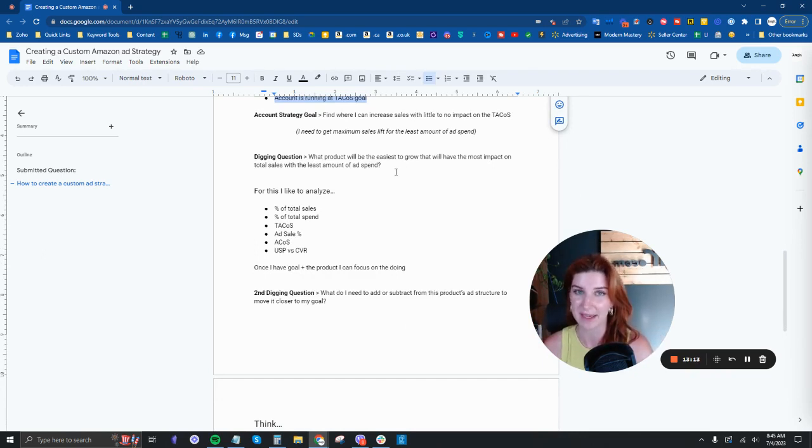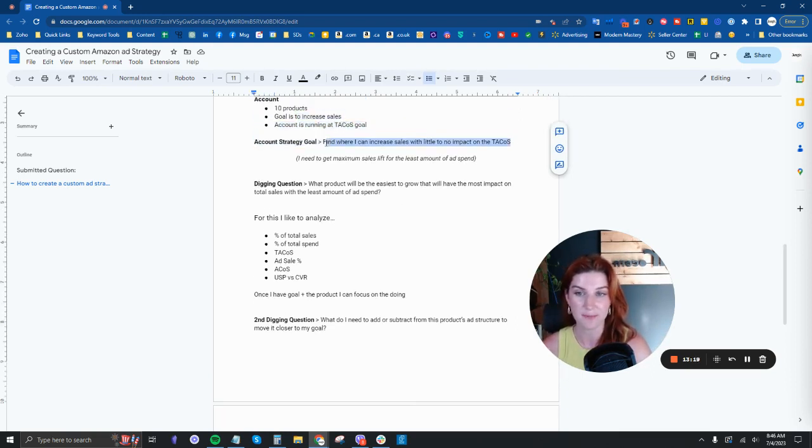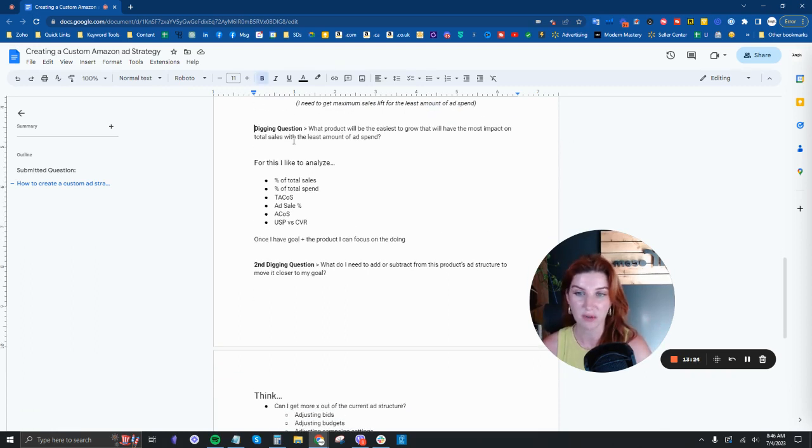It doesn't actually make impacts on the accounts. We need to figure out, again, what is the best place to make impacts on the account, knowing that this is my overarching goal. So here's my digging question. We got 2 levels of digging. The first digging question is, what product will be the easiest to grow that will have the most impact on total sales with the least amount of ad spend?